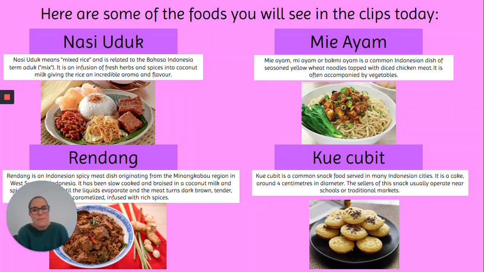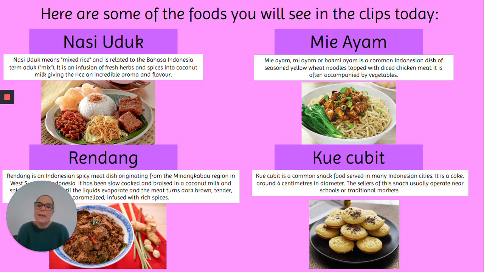Nasi uduk means mixed rice, so it's related to the word aduk, which means to mix, and it's an infusion of fresh herbs and spices with coconut milk, and it gives it a really yummy taste and smell. Rendang is an Indonesian spice dish. You can see it's just below. It's a spicy meat dish, and they use a whole lot of aromatics, and it's slow cooked meat in coconut milk, and it's often served on rice. I bet your mum and dad like a rendang.